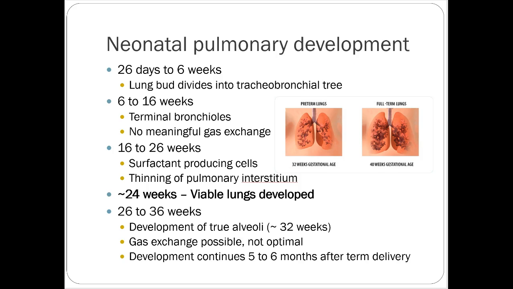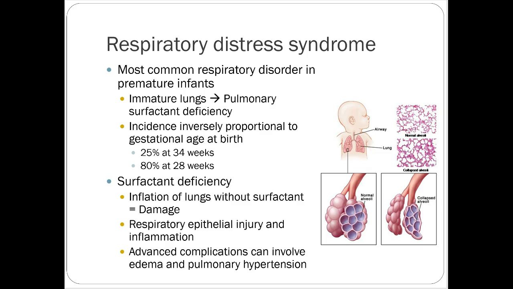Once you get to 26 to 36 weeks, you're slowly getting the true alveoli development, so that really finishes up at 32. Gas exchange is possible at that point, but not really optimal. And then it continues to develop after term delivery up until 6 months. So you've got a lot of work for your lungs to do until they're really fully developed at probably about 6 months of age. So that's why respiratory diseases are so common in little ones.